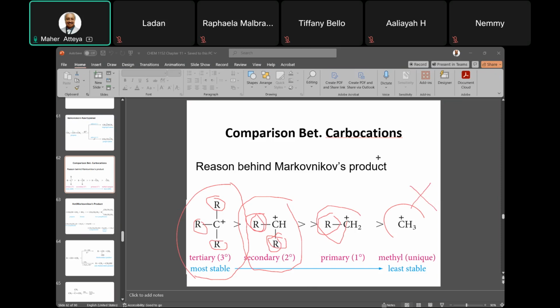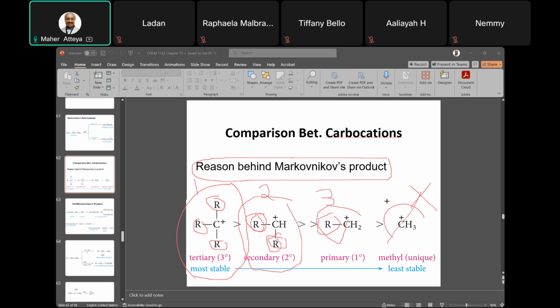And this will give us the reason behind Markovnikov products. Markovnikov products is when you add molecules to the double bond. The addition will be affected by the stability of the carbocation. So this is the stability. This is number 1 stable. This is number 2. This is number 3.